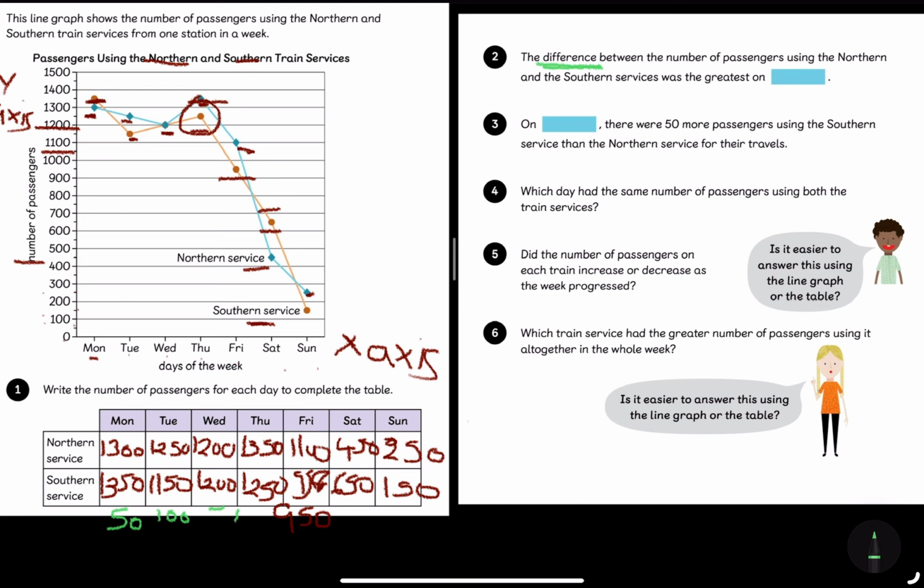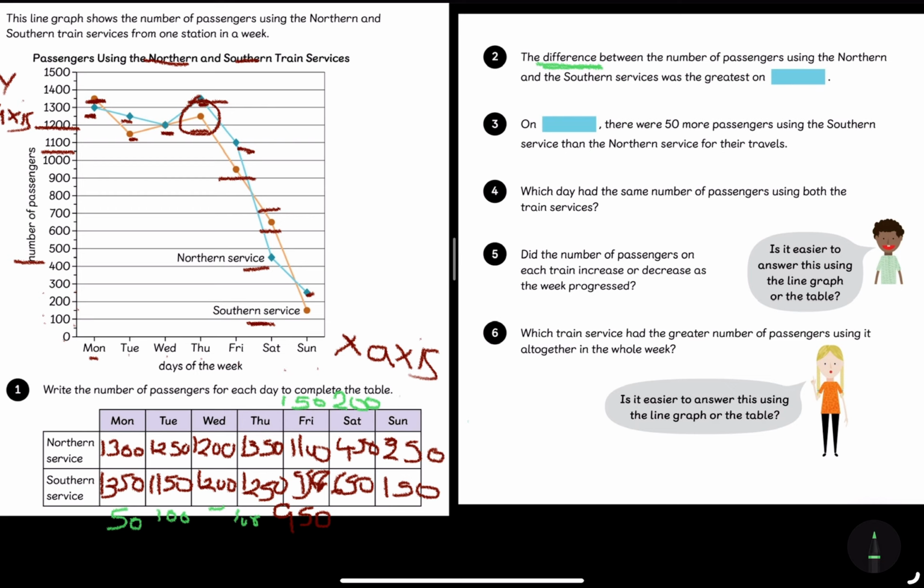Now I have on Friday, that is my 1100 and 950. After 950 comes 1050, 1150. So 1150, it's not touching, therefore 150 is the difference, right? Then I have my Saturday, 650 and 450. So after 450 comes 550, 650, which is 200 passengers. And on the Sunday, 250 minus 150 is just 100.